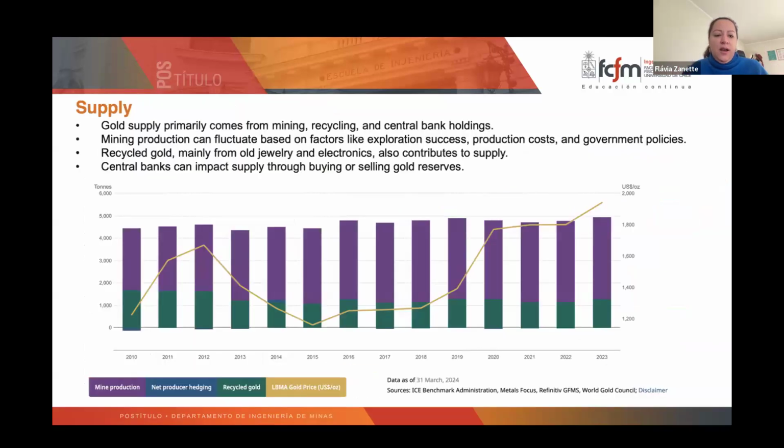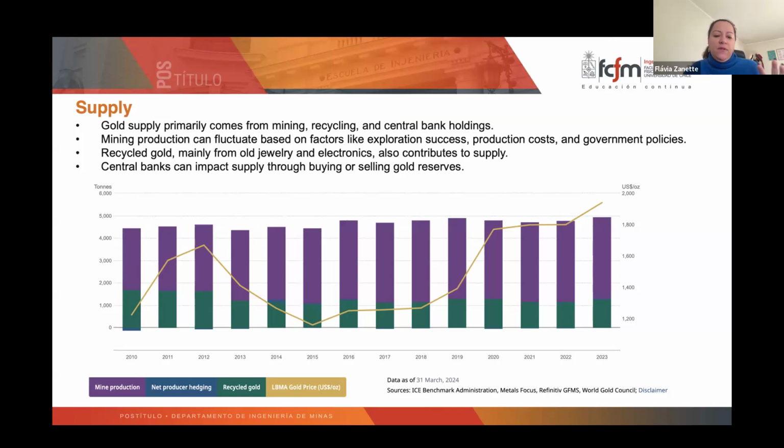Here we have a deep dive on a graphic explaining the supply in a little more detail. Gold supply primarily comes from mining, recycling, and central banks that we have mentioned before. Mining production can fluctuate based on factors like exploration success, production costs, and government policies, probably also considering environmental issues that we have in the mining sectors around the globe. Recycled gold, mainly from old jewelry and electronics, also contributes to the supply. Central banks can impact supply through buying or selling gold reserves.